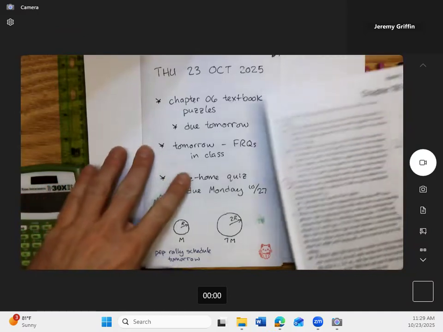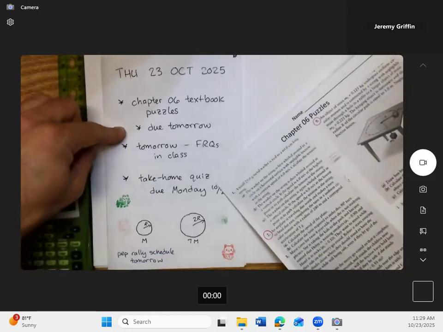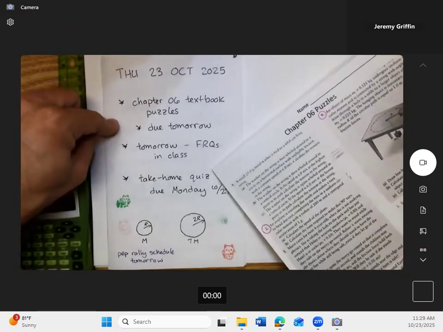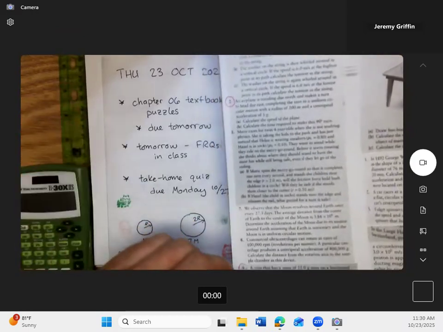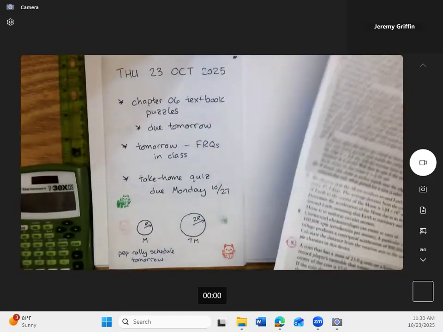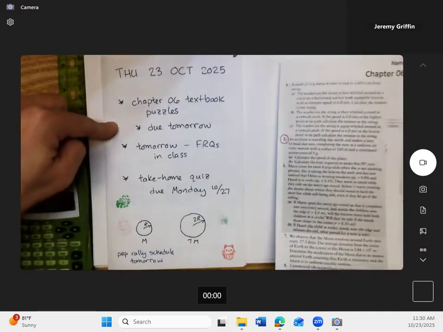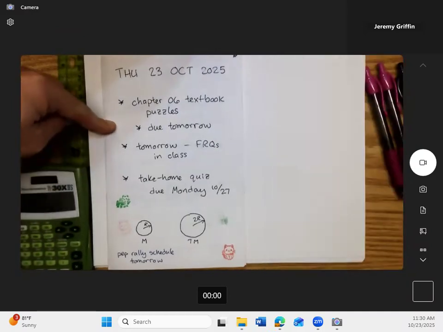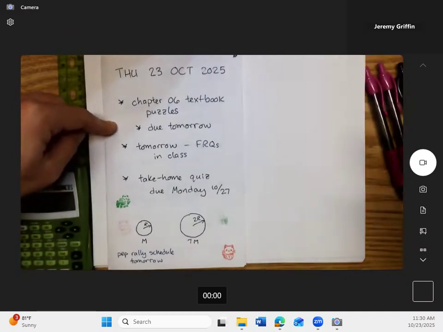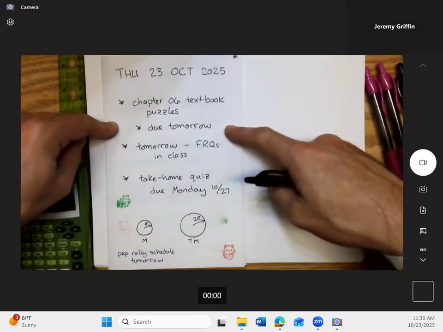We're going to continue on these chapter 6 textbook puzzles, which are due tomorrow. Guys, only the ones that we've done in class. So we've done some of these already, and we're going to do some more today. Whatever we finish by the end of class today, you turn in tomorrow. As long as you show your work, put the point there.